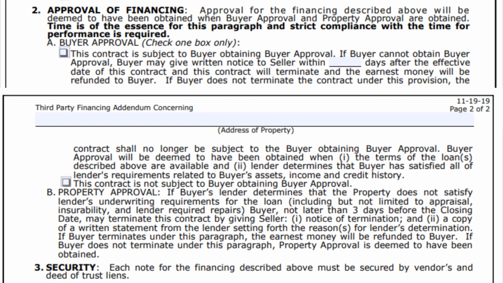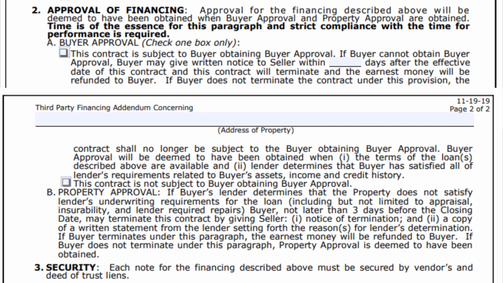Section A is buyer approval, and there are two options. The first option is, this contract is subject to buyer obtaining buyer approval. If buyer cannot obtain buyer approval, buyer may give written notice to seller within blank days after the effective date of this contract, and this contract will terminate and the earnest money will be refunded to buyer.